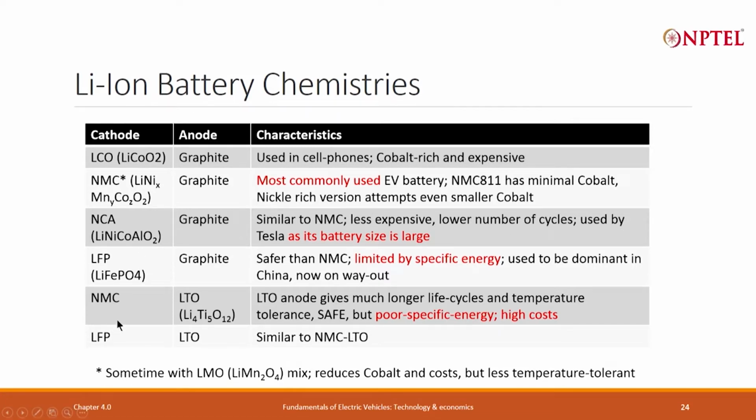There is another alternative, called NMC LTO, commonly called the LTO battery. It is a battery which has a lower energy density, but can discharge at a very high C rate and can withstand very high temperature. You can get 10,000 cycles, but it is almost 2.5 times more expensive than NMC.